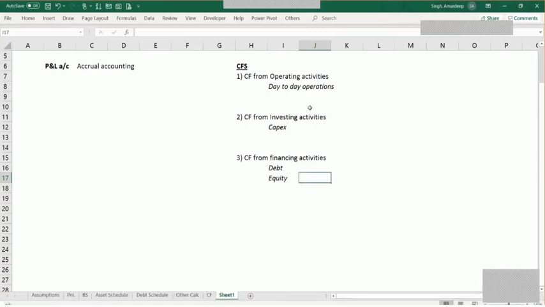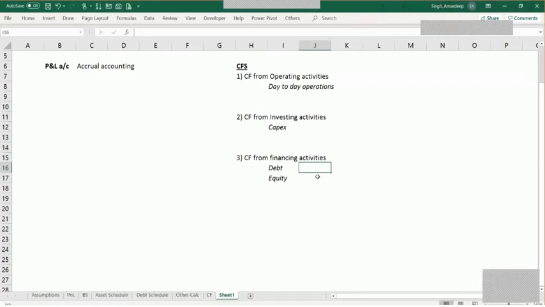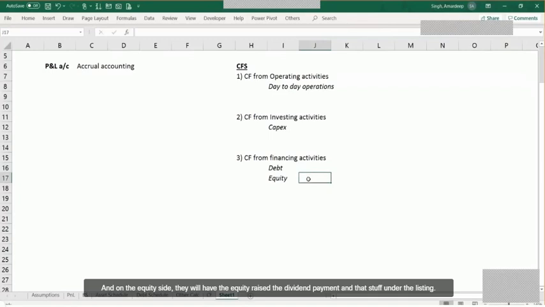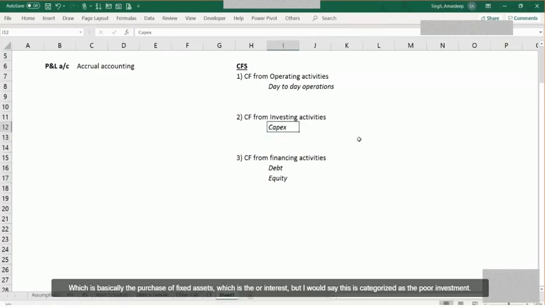Now there are a couple of things that we need to understand. So financing definitely covers the debt being raised, debt being repaid, interest expense being paid, and all that stuff related to the debt part. And on the equity side, they will have the equity raised, the dividend payment, and all that stuff. Under the investing activities, we typically see the capex, which is basically the purchase of fixed assets, which is the core investment. I would say this is categorized as the core investment.